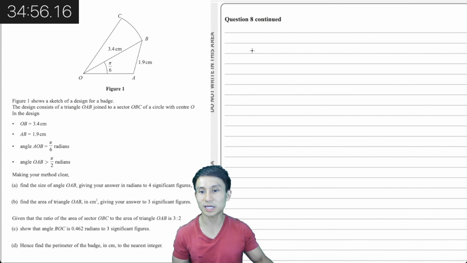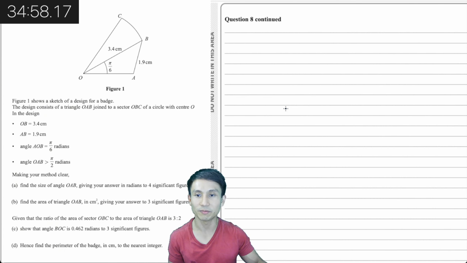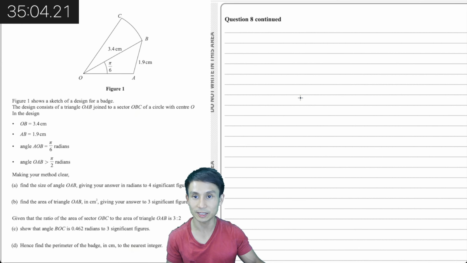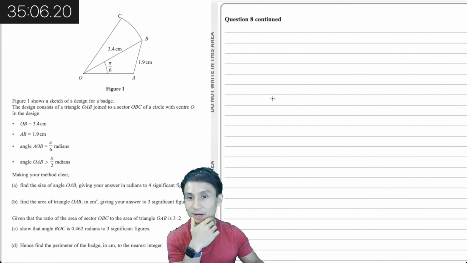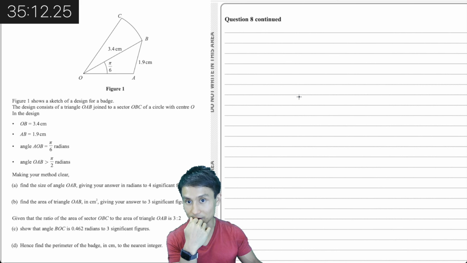Figure 1 shows a sketch of a design for a badge. The design consists of a triangle OAB joined to a sector OBC of a circle with center O. In the design, OB is 3.4, that's the radius. AB is 1.9, that's just one side. Angle AOB is pi over 6. Angle OAB is greater than pi over 2. Interesting.